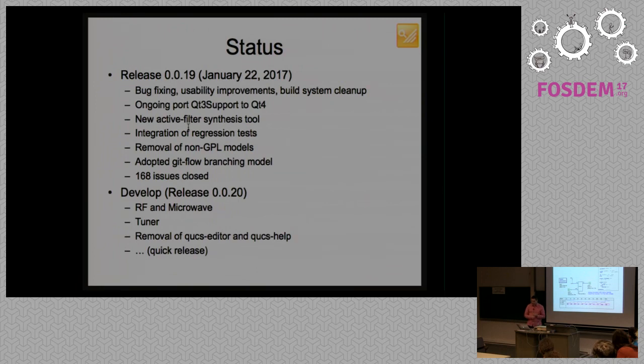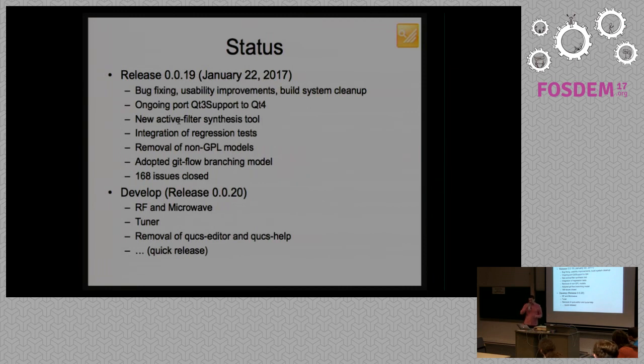And okay, to wrap up the slides, 19.19 was released. Mostly bug fixing, cleanups, ongoing porting from Qt3 to Qt4. There is this new tool that's the main new thing that we have. We did integration, a bit of regression testing. We removed the non-GPL components. We adopted a new Git branching model, because before that we were merging everything into master, and it was kind of untidy. Now we have master only for releases, and we have develop for development.